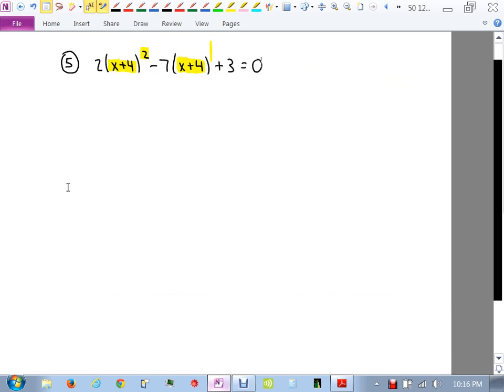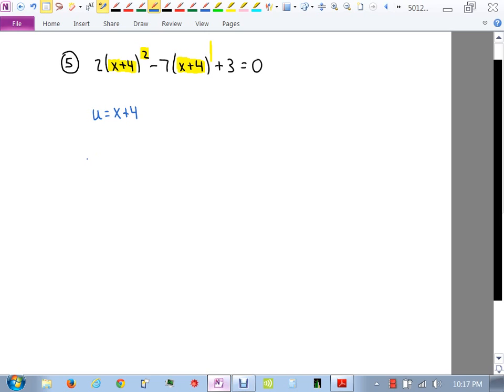Number 5, we have 2 times (x plus 4) squared, minus 7 times (x plus 4), and then plus 3 equals 0. And this again is a substitution problem where you notice that you have x plus 4 here to the first power, and then right here is x plus 4 squared. So what I'm going to do is make a substitution. I'm going to let u be equal to x plus 4.